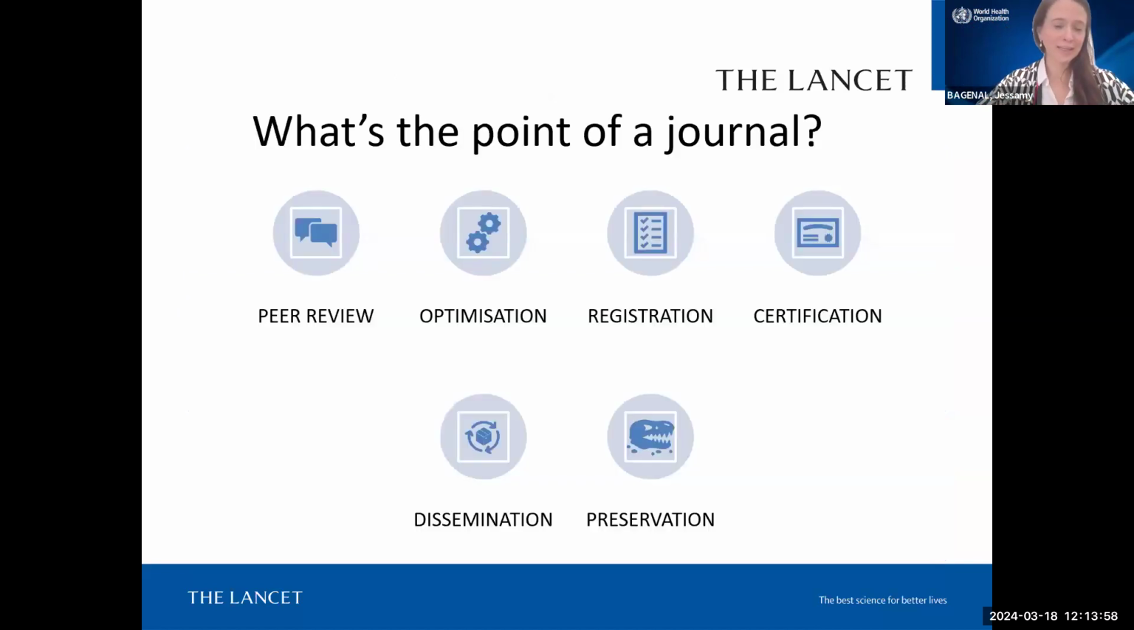What's the point of a journal? I think it's a good question, especially now. There are many different ways that you can publish your work. You could just put it on a server, you could put it in preprints, you could just write a blog and put it on LinkedIn. But the role of a journal is multifaceted, really. We do peer review, we optimize papers. It's about registration, making sure that you've got something which is scientifically certified and credited within the scientific literature. It's also important for dissemination and preservation of the scientific record.